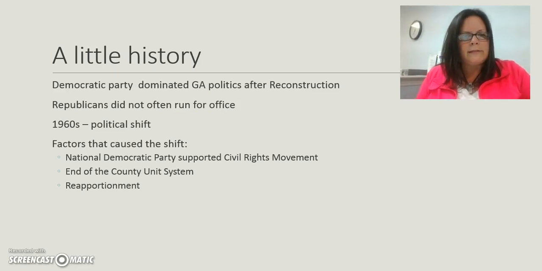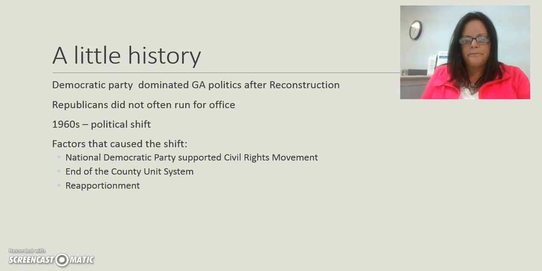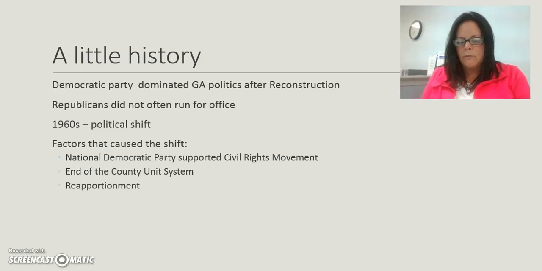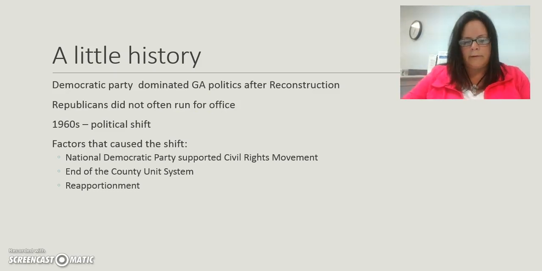However, in the 1960s, we began to see a real political shift. This was based on several factors, with the most important one being the National Democratic Party's support of the Civil Rights Movement. In response to that, the county unit system and reapportionment allowed for more equal representation in the state from more than one political party.